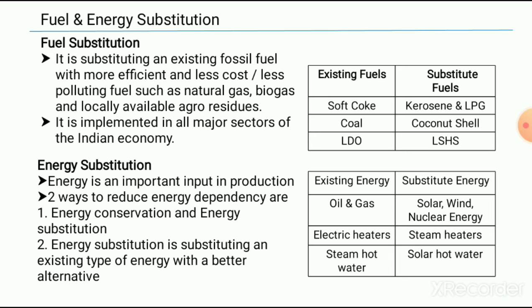Next, energy substitution. Energy is an important input in production. There are two ways to reduce the energy dependency. First is energy conservation, and second is energy substitution, which is substituting an existing type of energy with better alternatives. For example, oil and gas is replaced by solar, wind, nuclear energy. Electric heater with steam heaters. Third, steam hot water with solar hot water.